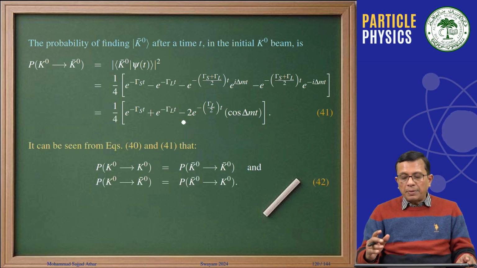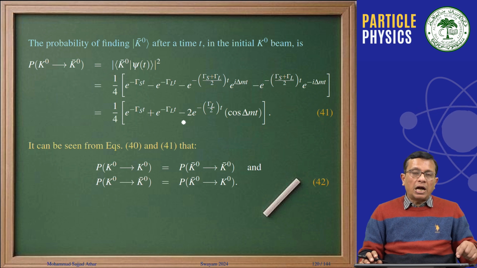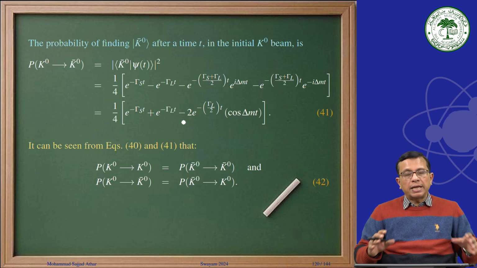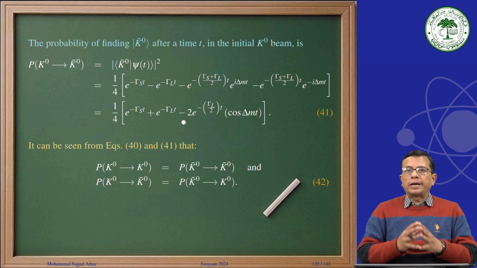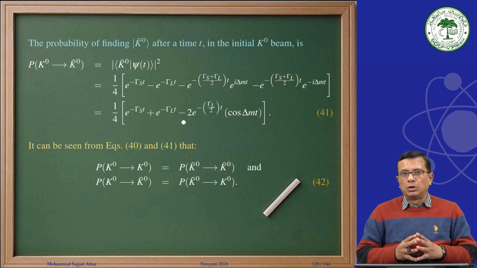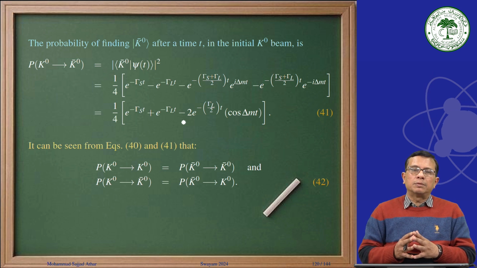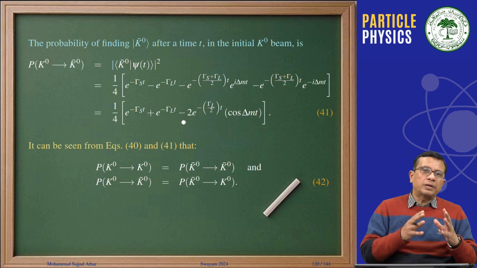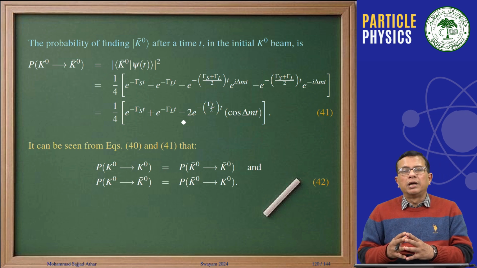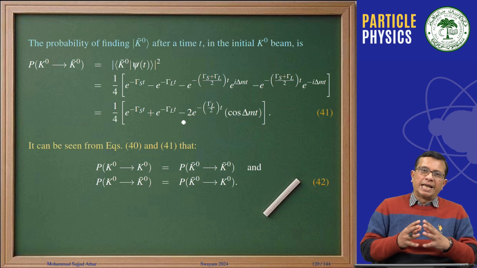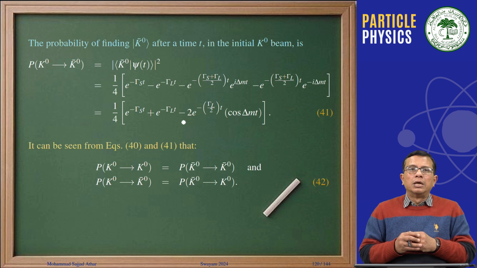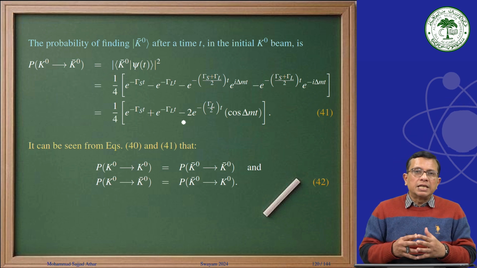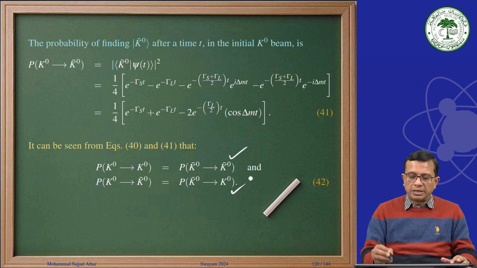Now, if you repeat the same algebra for a pure K0 bar beam that you propagate, this K0 bar beam will actually propagate as a combination of K10 and K20, and for that matter in terms of the long-lived kaons and the short-lived kaons. What you will realize is that the probability of oscillation of K0 to K0 bar would be the same as the probability of oscillation of K0 bar to K0. Or equivalently, the probability of survival of K0 to K0 will be the same as the probability of survival of K0 bar to K0 bar. This is what we have written here.